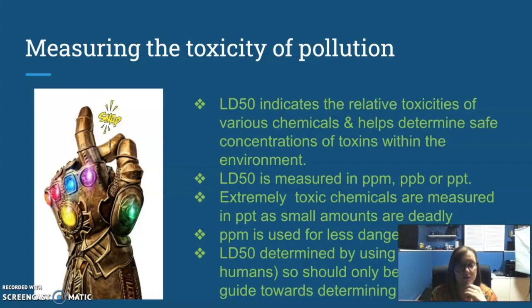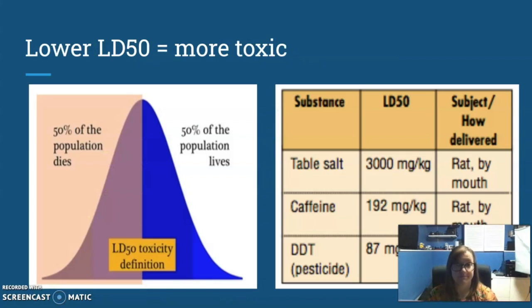And LD50 is normally determined by using mice instead of humans. We don't give a population of humans a drug and see how much it takes to kill 50% of them. That's not humane. But we do use mice, which we can argue is not humane either. But the other thing that has to do with it means that we need to use the LD50 as only a guide, because it really does depend on the species. And we don't really want to take a group of humans and test this stuff on them.